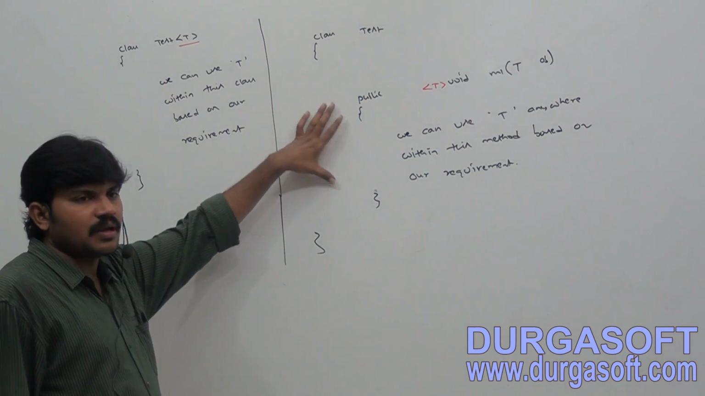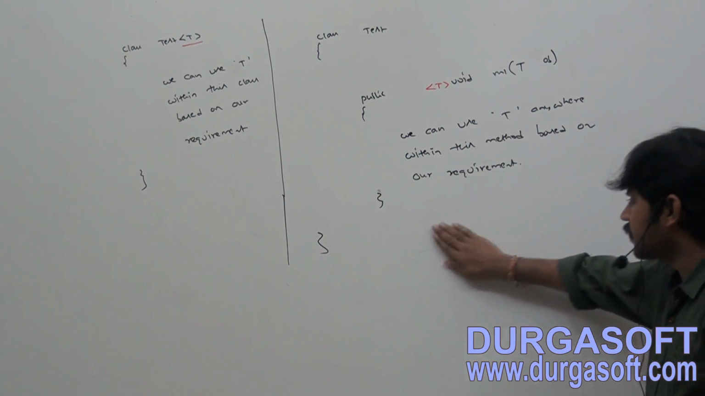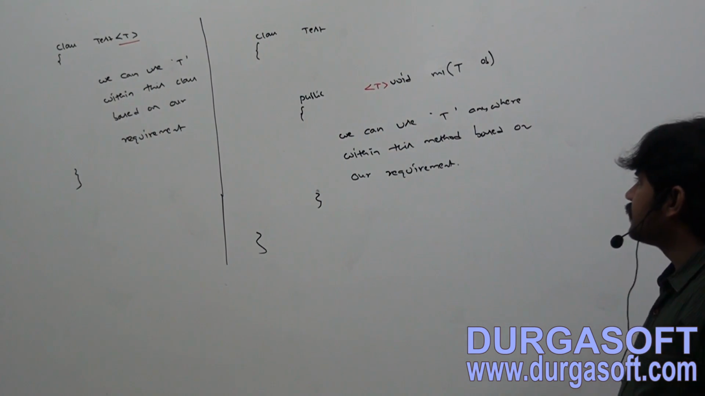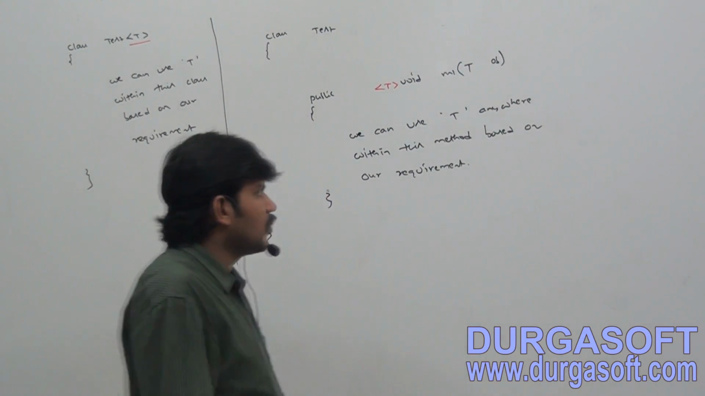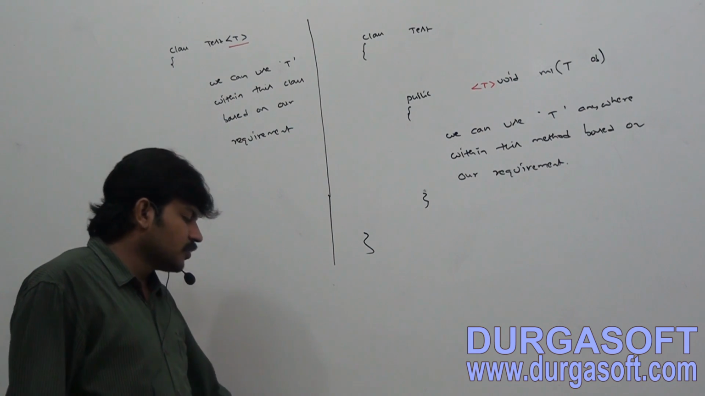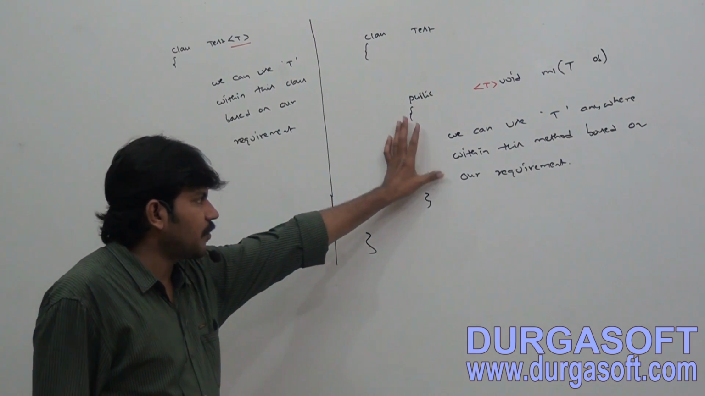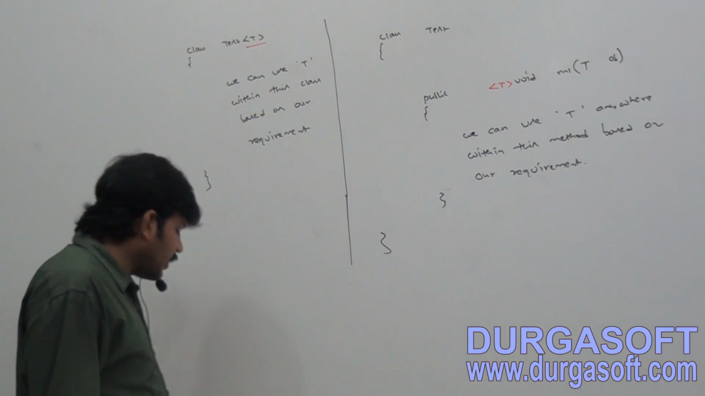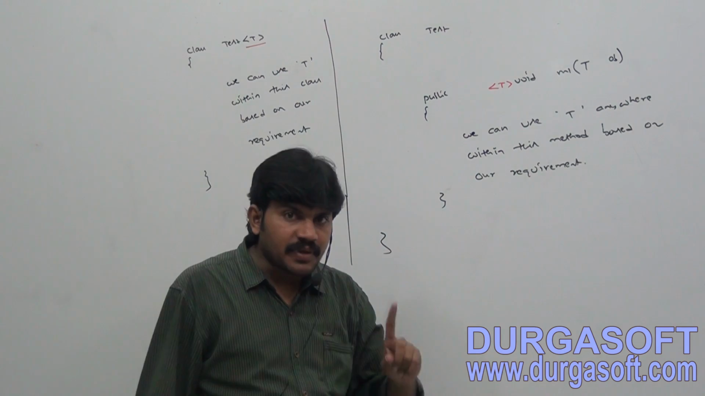Take this example: class Test { public <T> void m1(T ob) }. We can use T anywhere within this method based on our requirement. Are you getting it? So, declaring type parameter at class level, and declaring type parameter at method level.